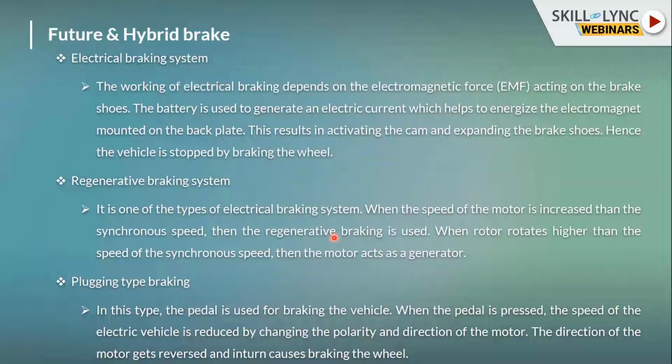Another one is the plugging type brake. This is a newly developed braking system in automobiles. In this system, when the brake is pressed, the speed of the electric vehicle is reduced by changing the polarity and the direction of the motor. Like the north pole and south pole in a magnet, those kinds of things are used in the plugging type braking system. Due to this, the direction of the motor gets reversed, which causes the braking effect on the wheels.